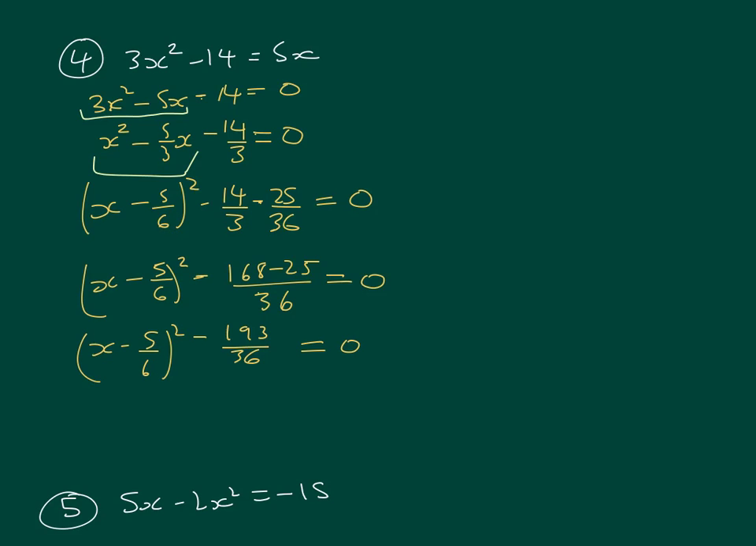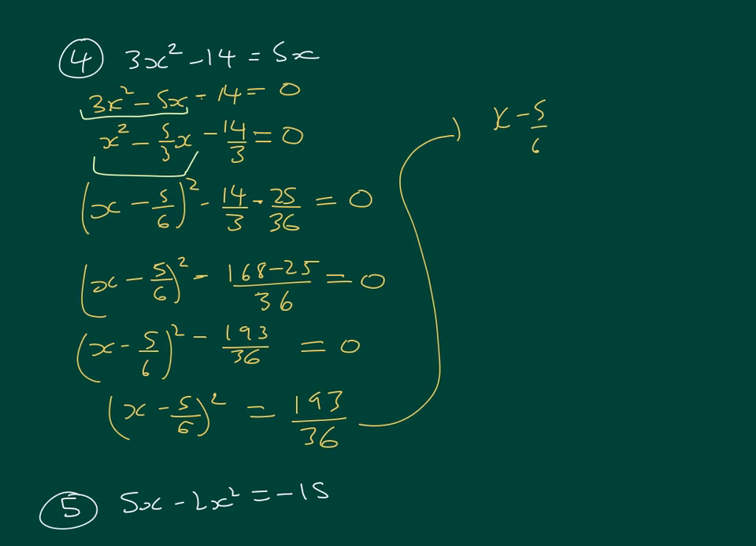Now we need to rearrange and solve for x. So we're going to have x minus 5 over 6 all squared equals 193 over 36. Bring it up here. I'm going to square root it. We'll have x minus 5 over 6 equals square root of 193 over 36, and that's plus or minus. Then we'll have x equals 5 over 6 plus or minus the square root of 193 over 36.